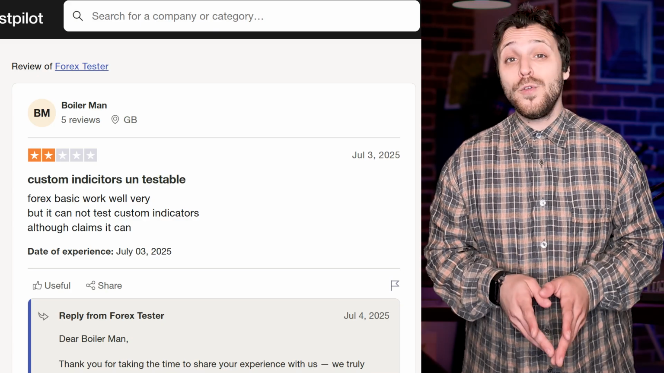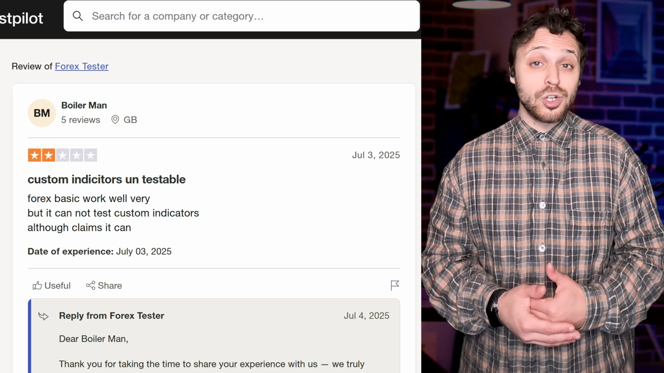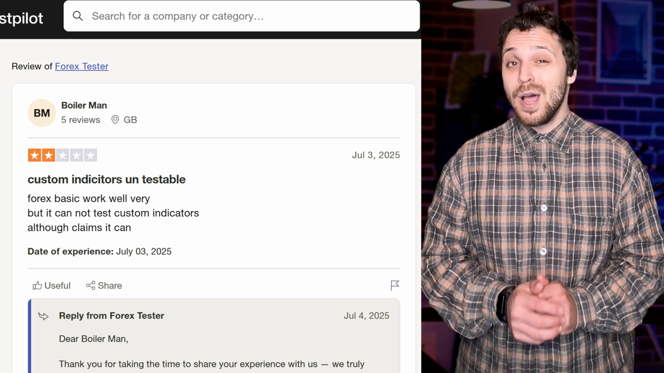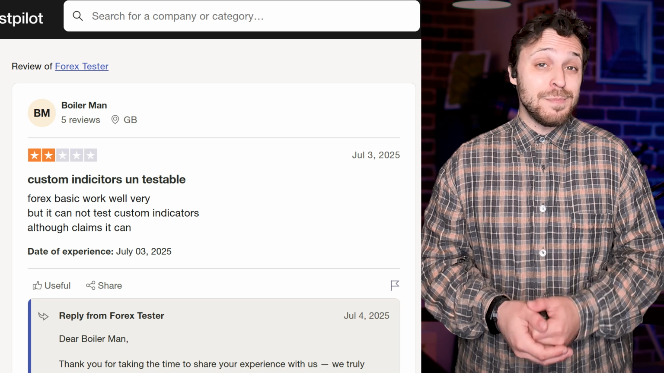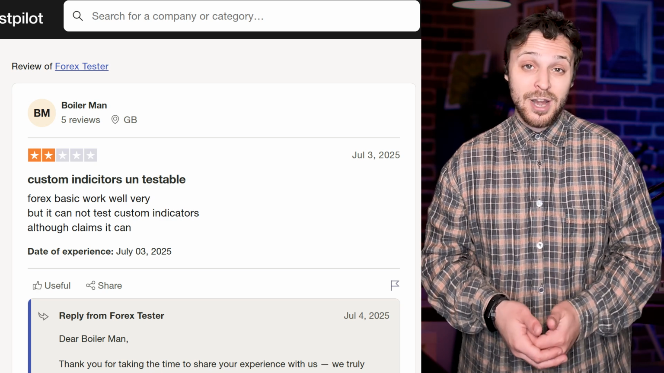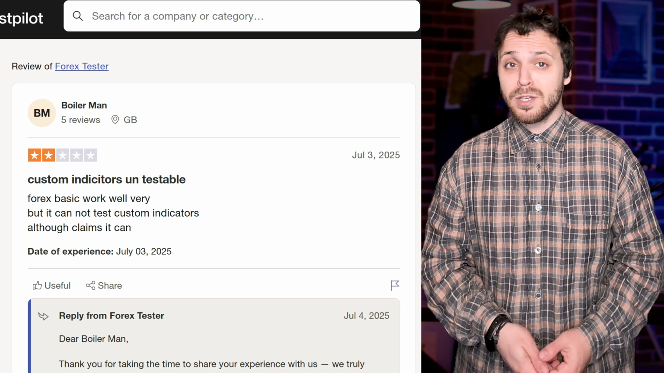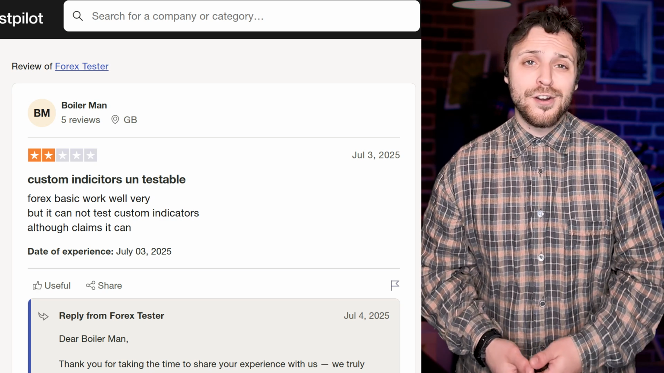And one review that actually caught my eye was from a guy who said that Forex Tester worked well for basic indicators, but it couldn't properly handle custom ones. He felt a bit misled because the platform said that it supported custom indicators, right? And if it says it's going to do that, then it's going to do that. That's the kind of thing that can actually throw traders off, right?